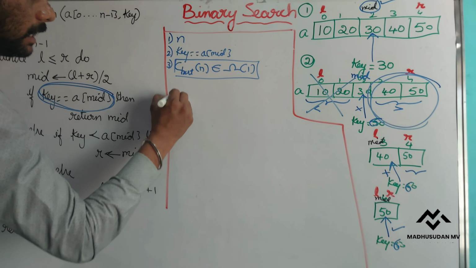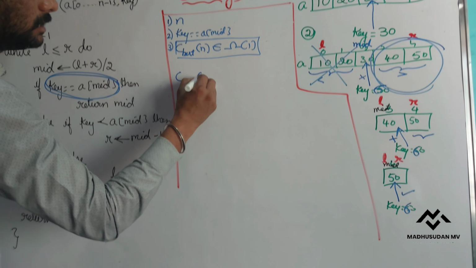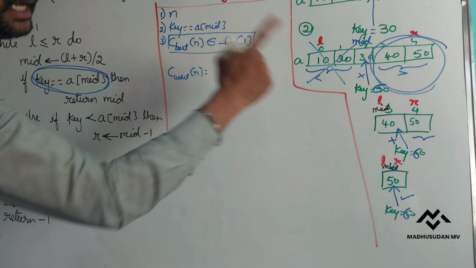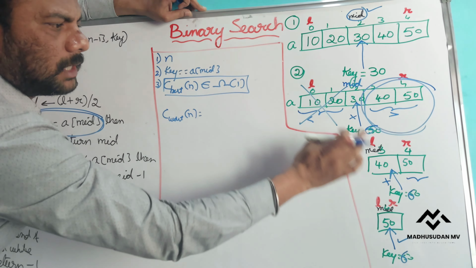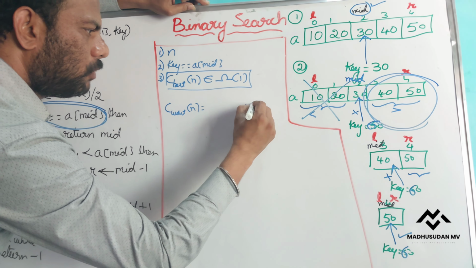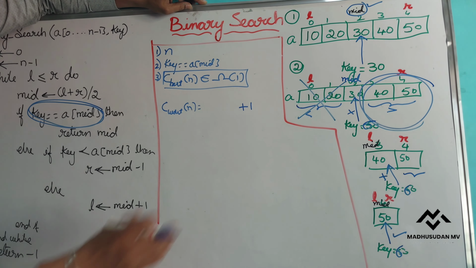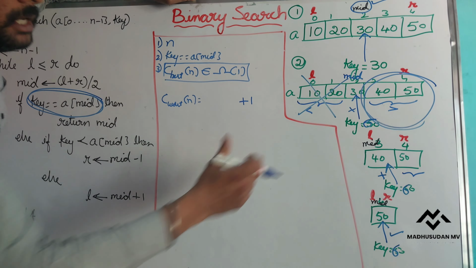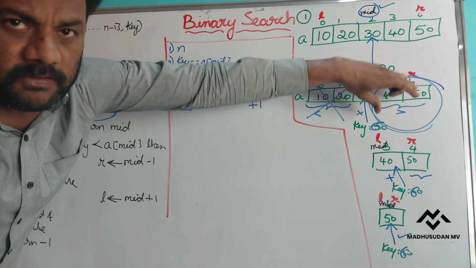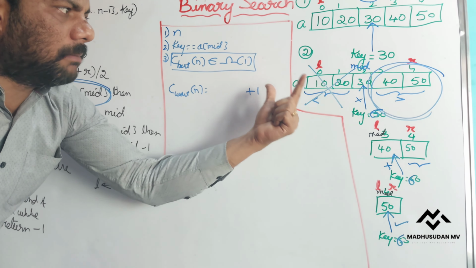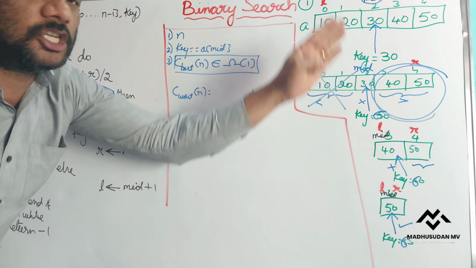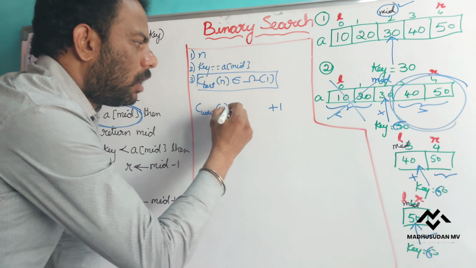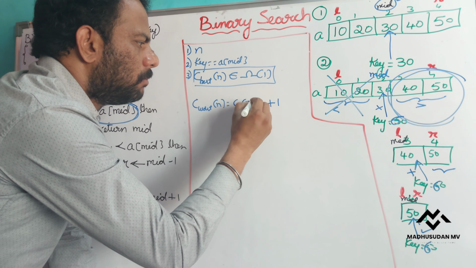So now I will write C worst of n. How many times are we doing the comparison operation? At a time, only one time. But worst case means the key is not at the mid position, it is either in the first half or the second half. So at any point of time I am searching only in half of the array, instead of searching the entire array as in linear search. Since I am searching in any one half, I am not taking 2. So C of n by 2.